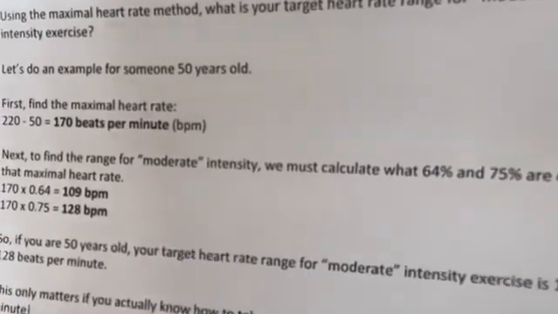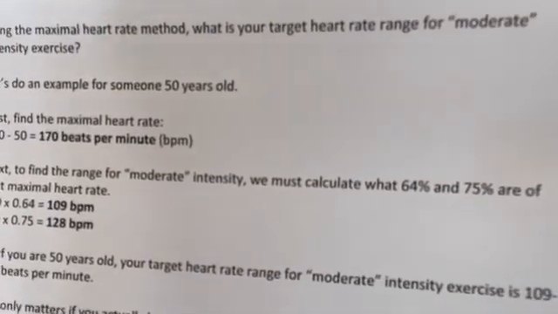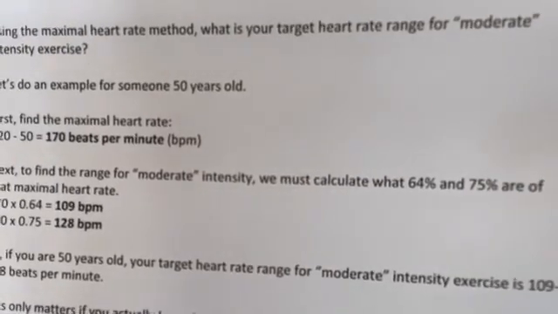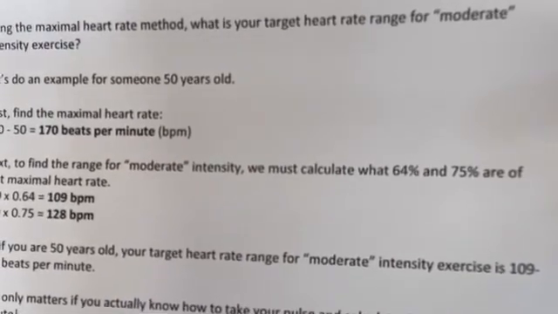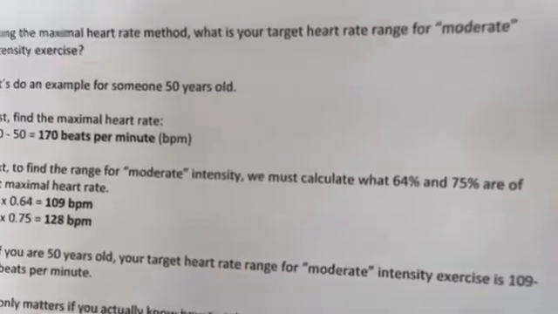To find the upper limit of that moderate intensity exercise, we take our maximal heart rate and multiply it by the decimal for 75%, so 0.75. And that is about 128 beats per minute. That's what BPM is. So when you're doing your moderate intensity exercise, if you're 50 years old, you are trying to get your heart rate somewhere in between 109 and 128 beats per minute. That's your range for that moderate intensity exercise that gives you all the good cardiovascular and overall health benefits. All right. Again, if you're older, it's going to be a lower range. If you're younger, it's going to be a higher range that moderate intensity exercise falls within.